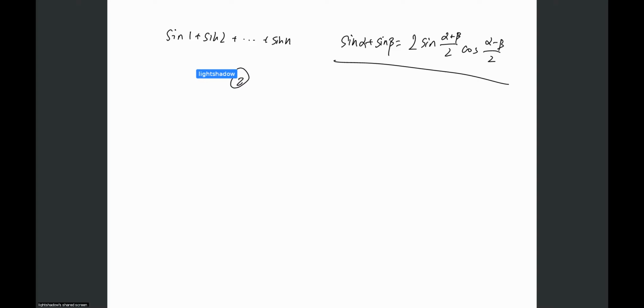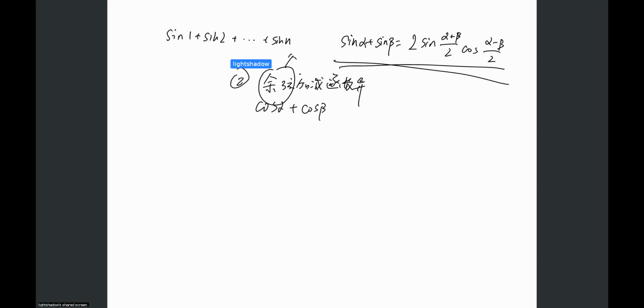And the second line is about cosine plus or minus, different functions. If there's cosine alpha plus cosine beta, the first word means cosine, the second means plus or minus, and the last, if directly translated, means different functions.